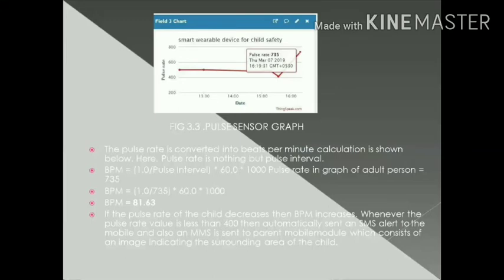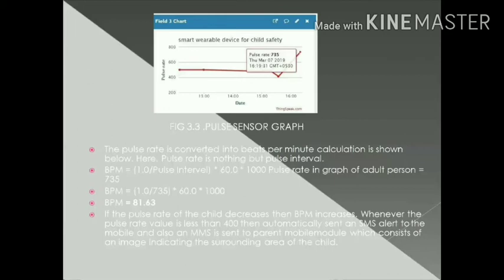The BPM, that means the value is divided by 735, by 1 divided by 735 multiplied by 60 multiplied by 1000, and giving you the value of 81.63. The pulse rate of the child decreases, then the BPM increases.